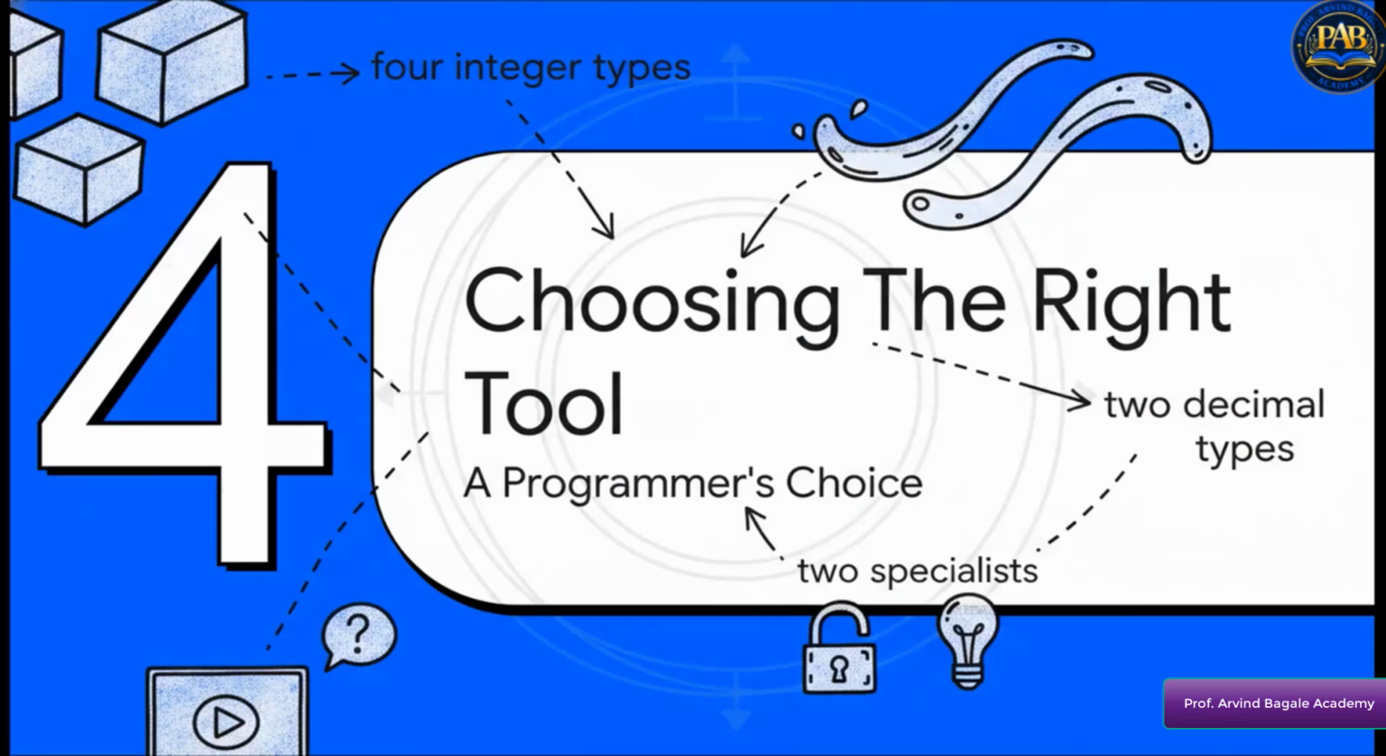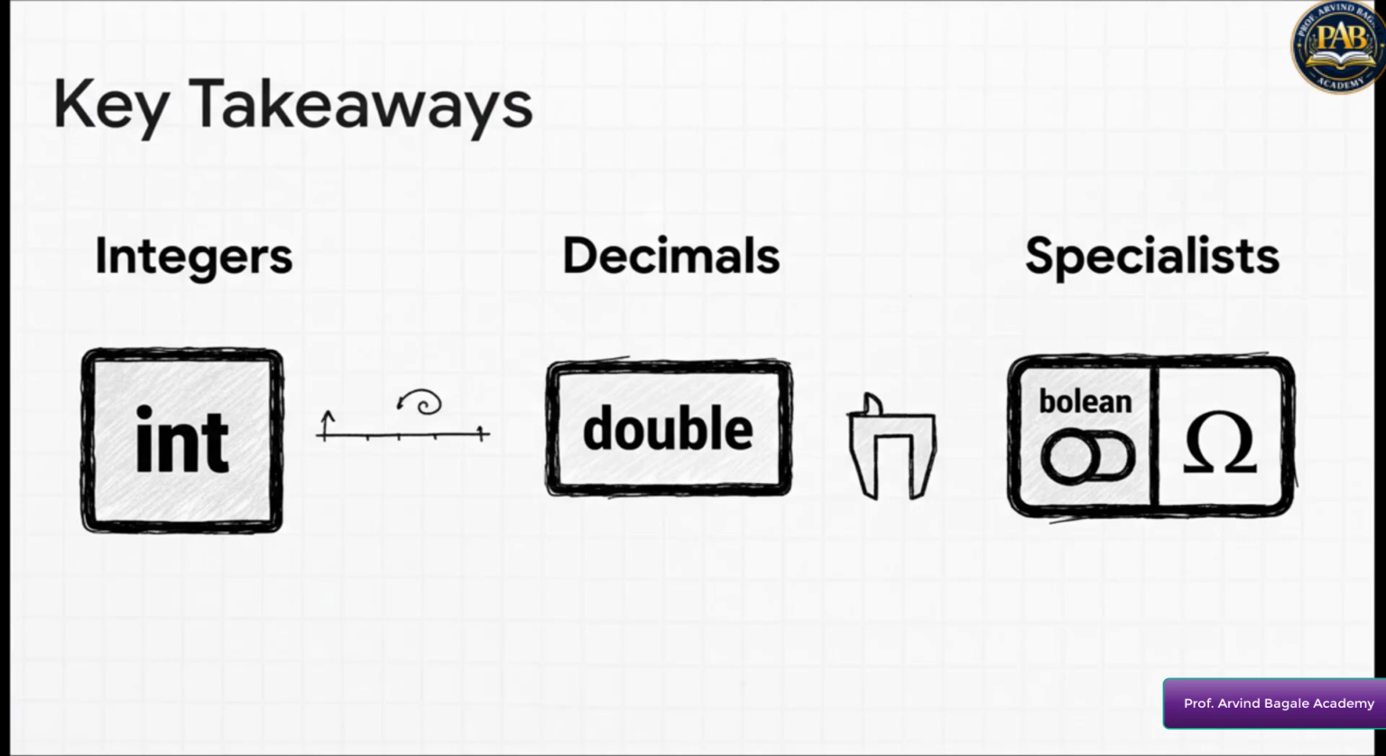So there they are, the whole crew. 4 integer types, 2 decimal types, and our 2 specialists for logic and text. So which one do you choose? Well, that's one of the first real decisions a programmer makes when writing any piece of code. So let's boil it all down real quick. For whole numbers, just start with int. Only pick a smaller one if you have a very good reason. For decimals, always default to double to protect your precision. And for those special rules, you'll use a boolean for every true or false decision and a char for any single character you need to work with.